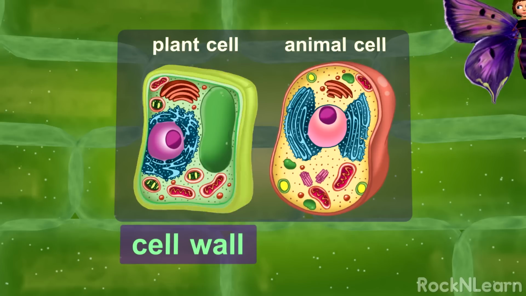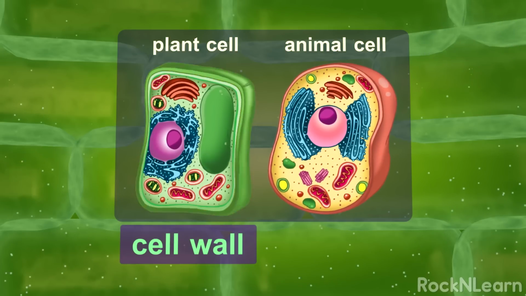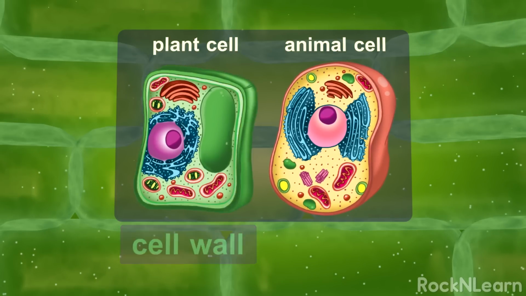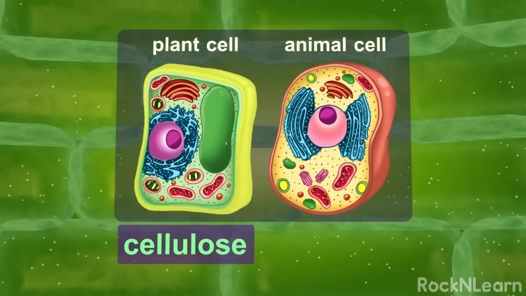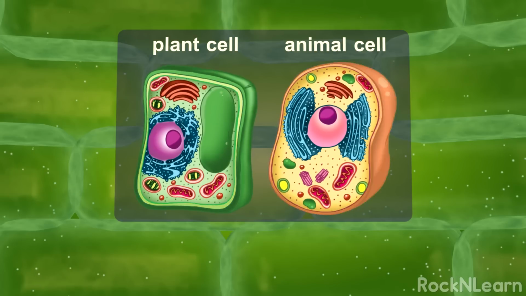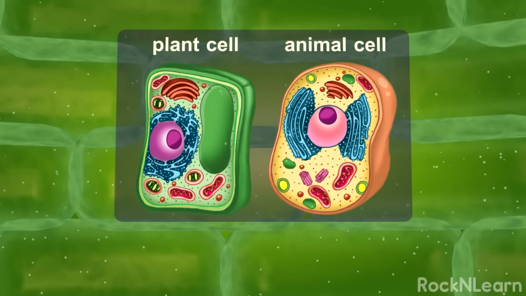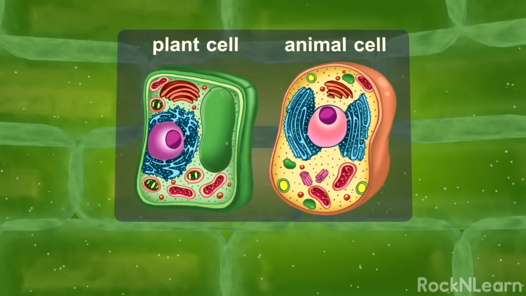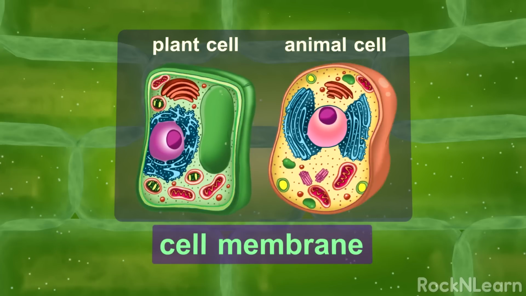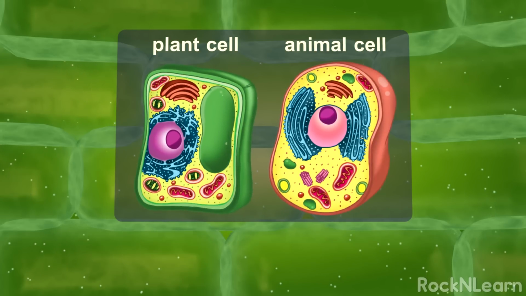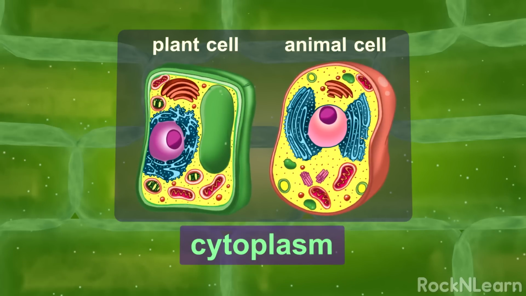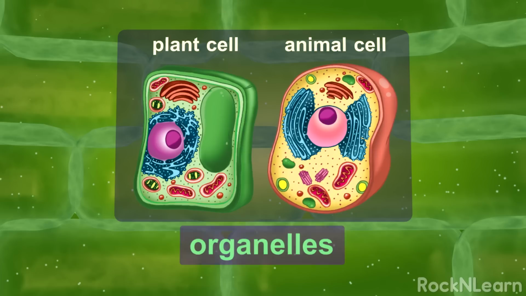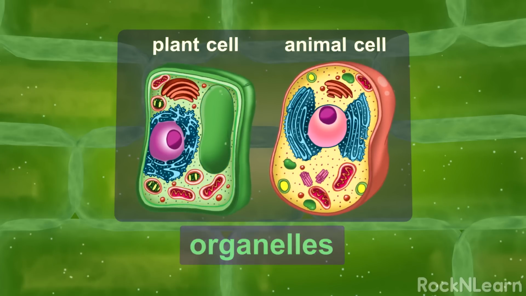For instance, only plant cells have cell walls on the outside, which are made of cellulose. The cell walls help the plant cells maintain their shape. Both plant and animal cells have a cell membrane surrounding the cell. It allows some things to come in and out of the cell. And both cells have cytoplasm, which is a jelly-like substance that contains the organelles, the tiny organs of the cell.